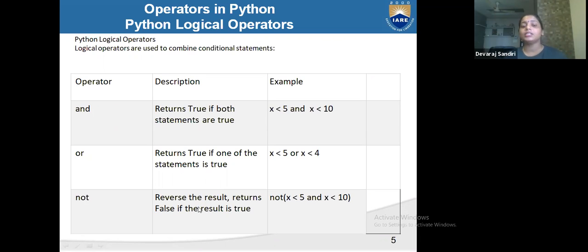Not reverses the result: it returns false if the result is true. If the result should be false, then only you will get the output as true.